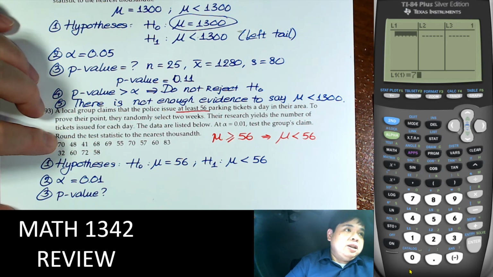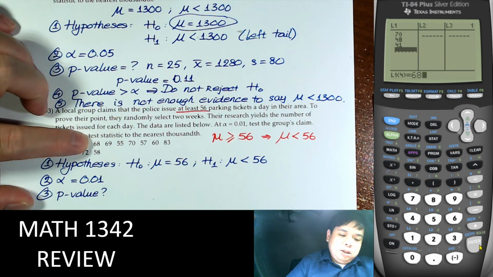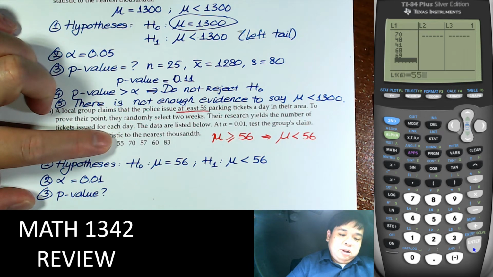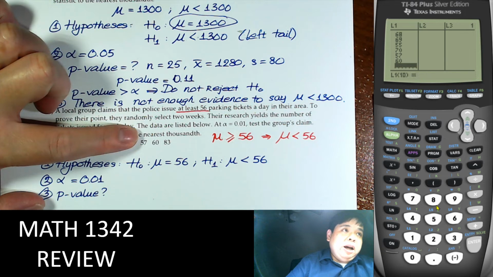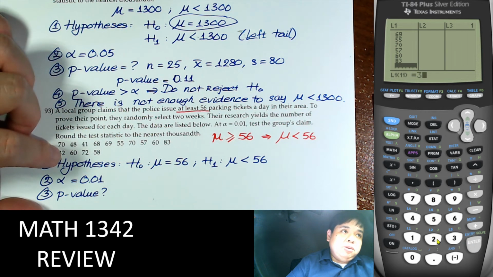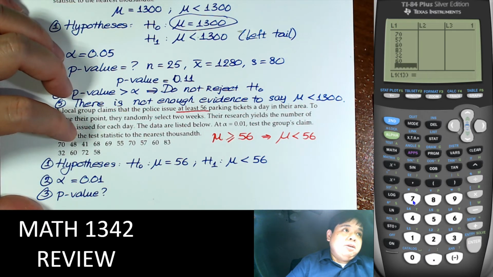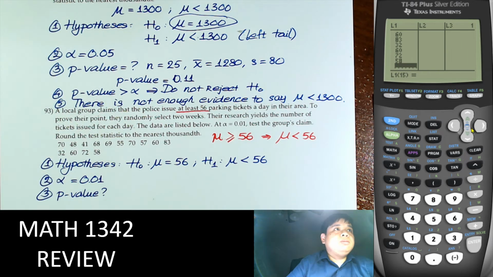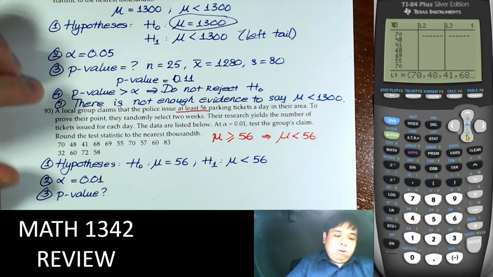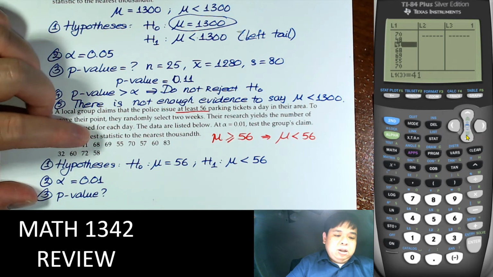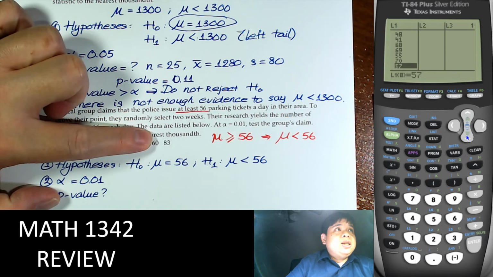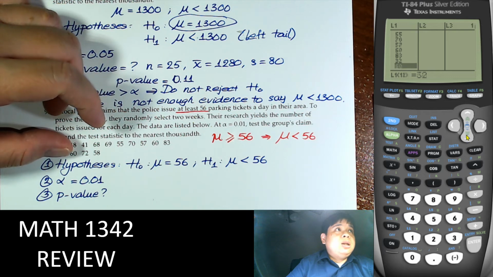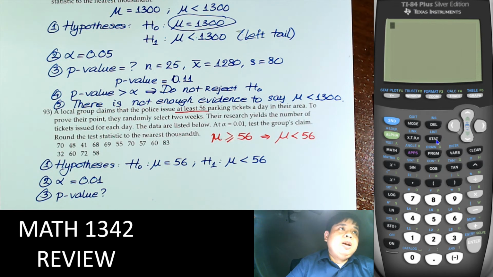70, 48, 41, 68, 69, 55, 70, 57, 60, 83, 32, 60, 72, and 58. Alright, that's good. Now we just do the t-test.